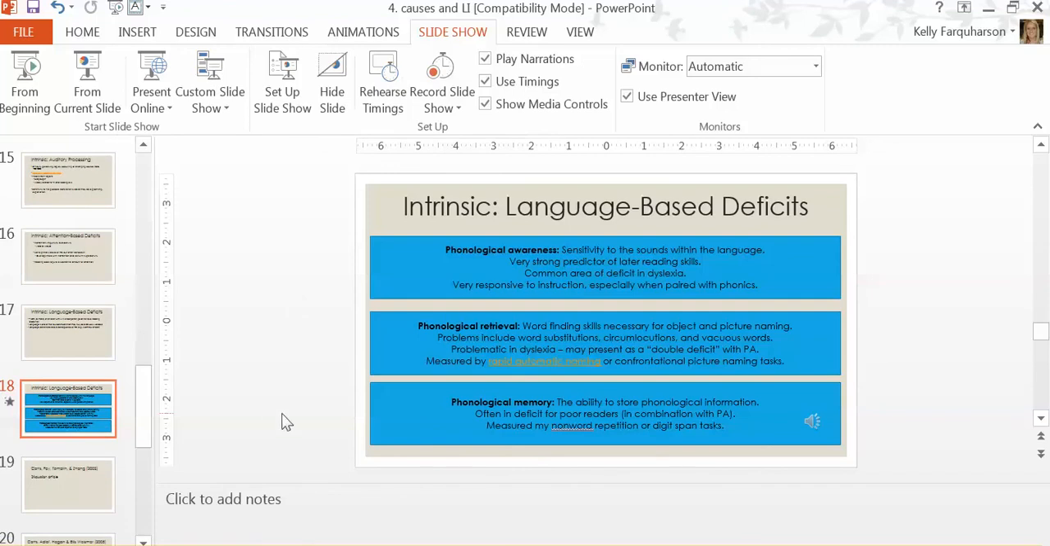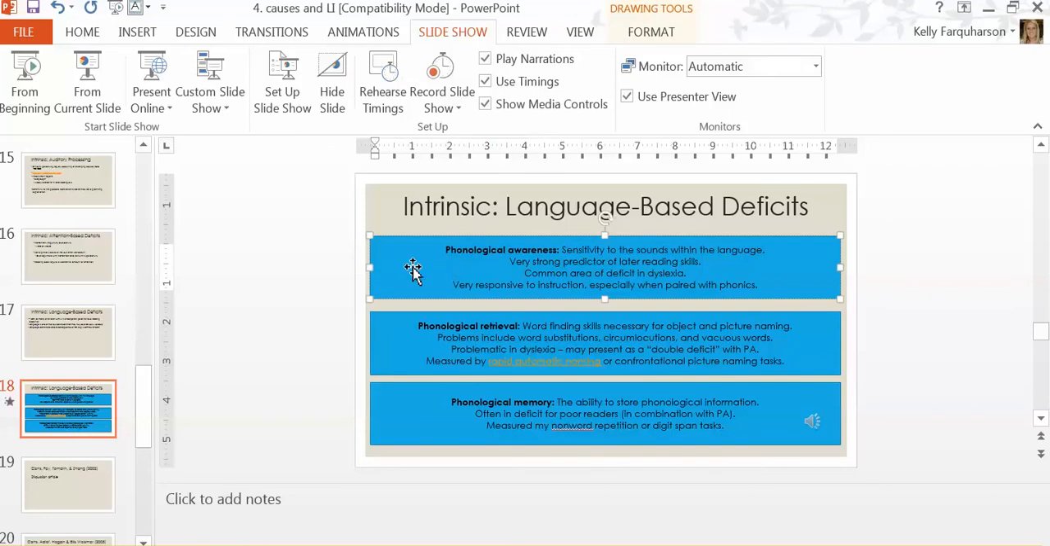Three huge aspects of language that contribute to reading are phonological awareness, phonological retrieval, and phonological memory. Phonological awareness we know pretty well at this point. It's sensitivity to the sounds within the language. It's a very strong predictor of later reading skills. It's a common area of deficit for kids with dyslexia. And the great thing about phonological awareness is that it's very responsive to instruction, especially when it's paired with phonics. So this is definitely something that we can work on directly with kids, and we know we can see results.